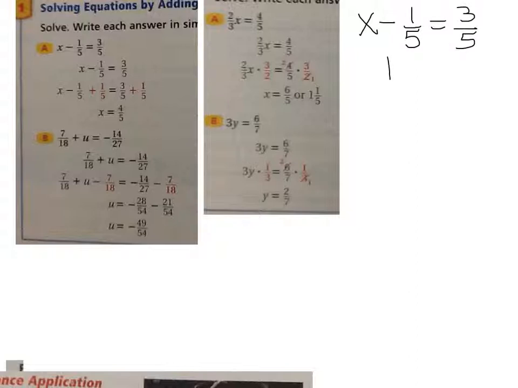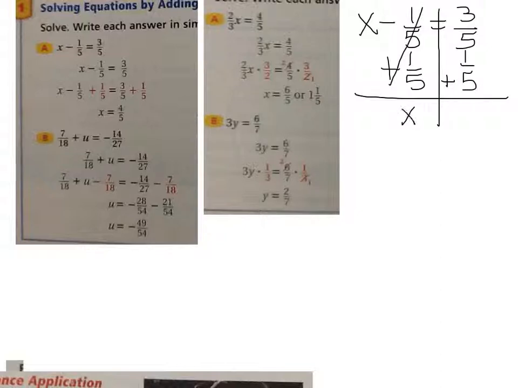So let me rewrite it over here. We want to undo this. We want to go plus 1/5. Whatever you do to one side, you have to do to the other side. Okay, now this cancels out. We're left with x equals. Now, do we already have a common denominator? Yes, we do. So we're good to go.